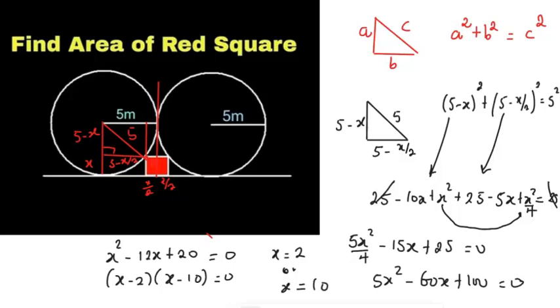But don't forget that x is actually less than the radius of the big circle, right? But the radius of this big circle is 5 meters, right? Therefore, x is equal to 10 is extraneous. We have only one possibility, which is x is equal to 2. And this x is the side of this red square. Don't forget that the area of a red square is going to be x squared, right? Therefore, the required area is going to be 2 squared, which is 4 meters squared. This right over here is our right answer.